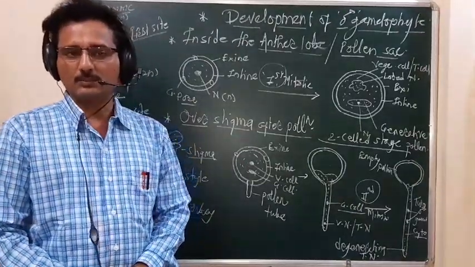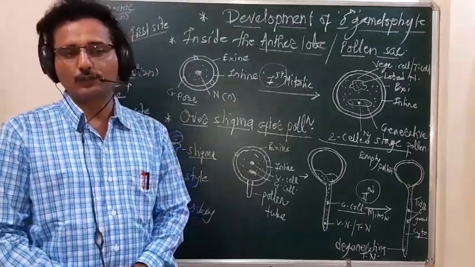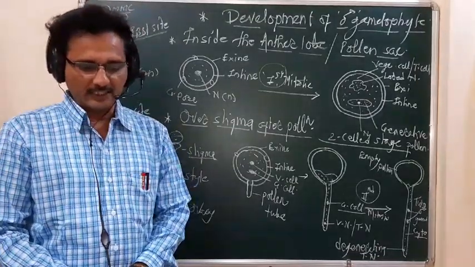So what is your possible answer? The generative cell, that is your fourth option. Okay, so see then the question number 49.